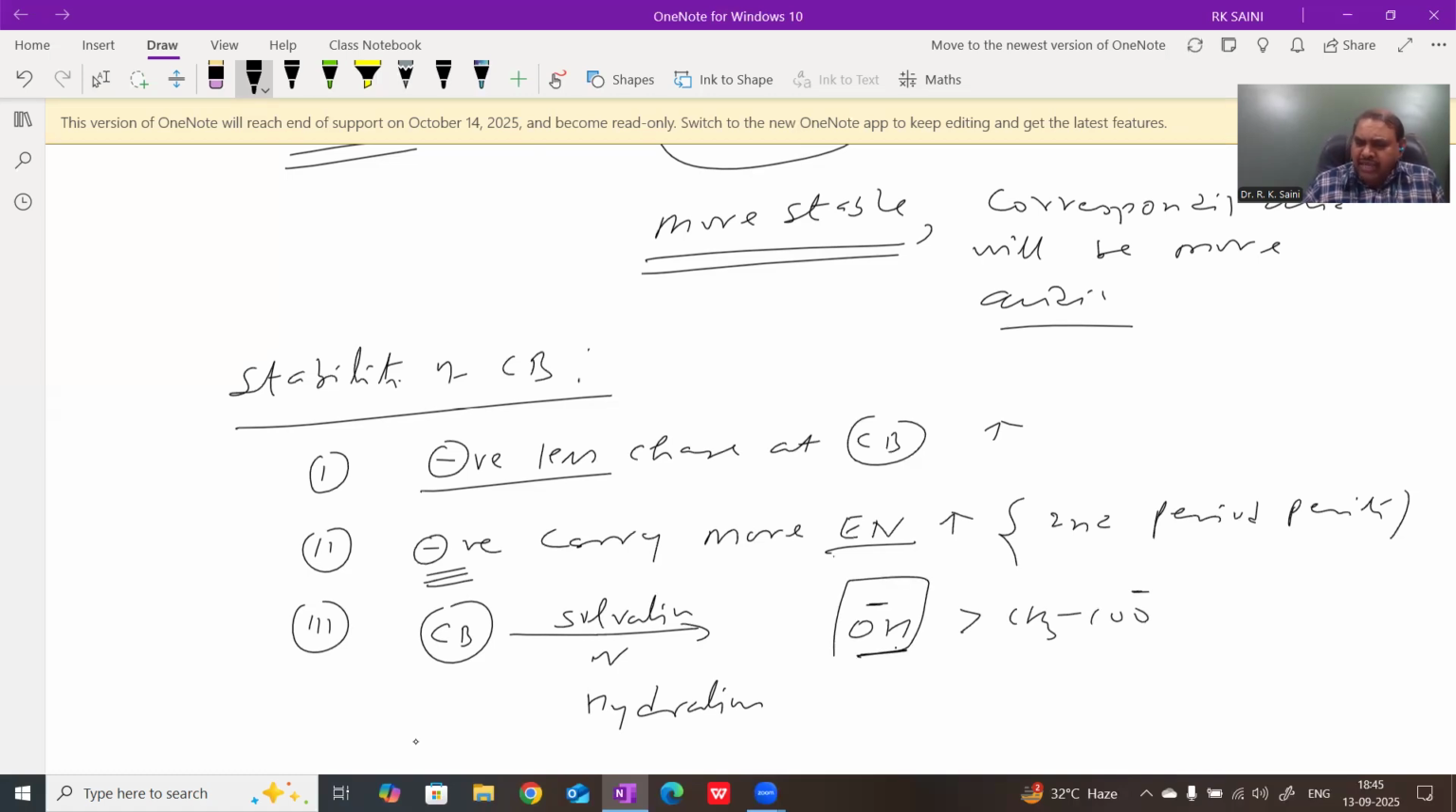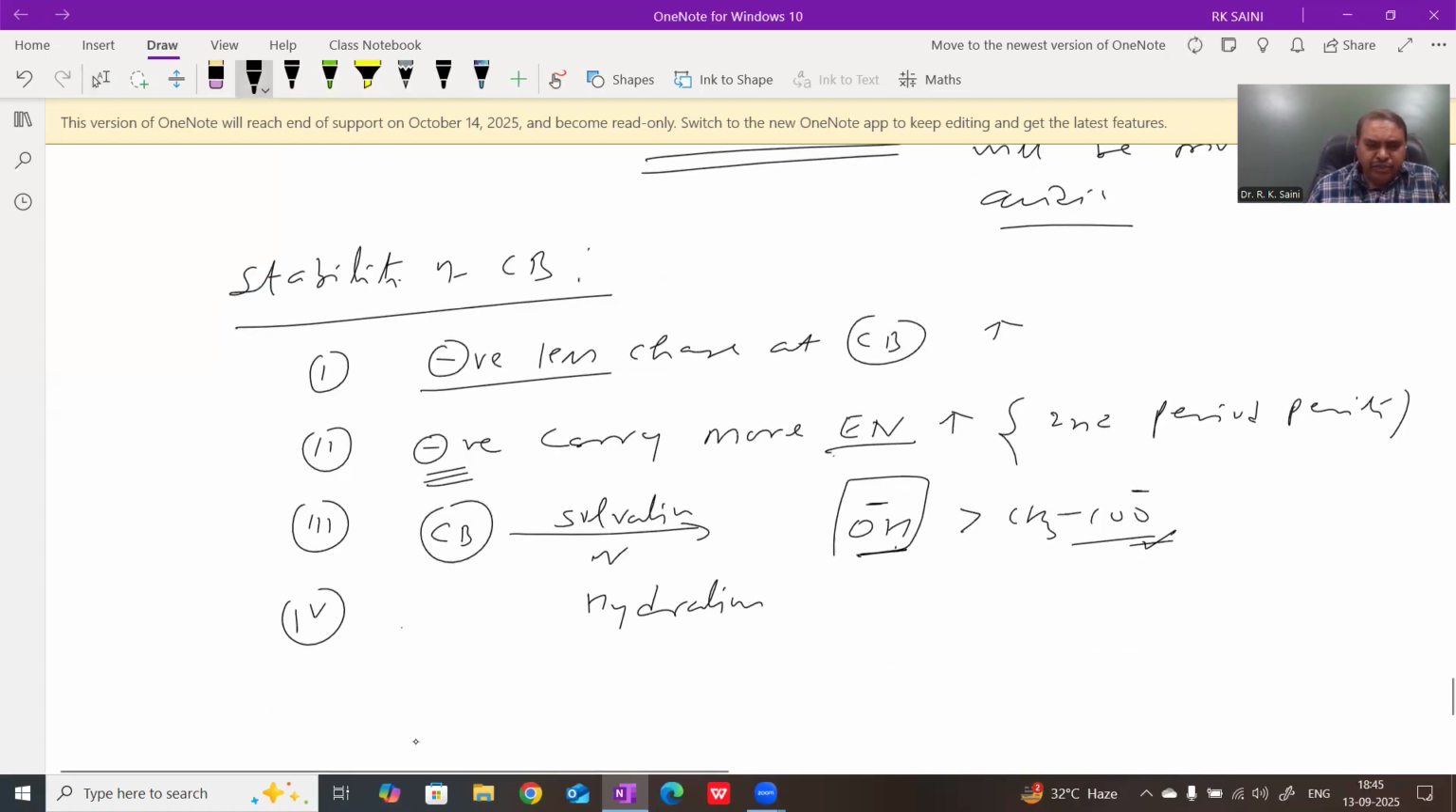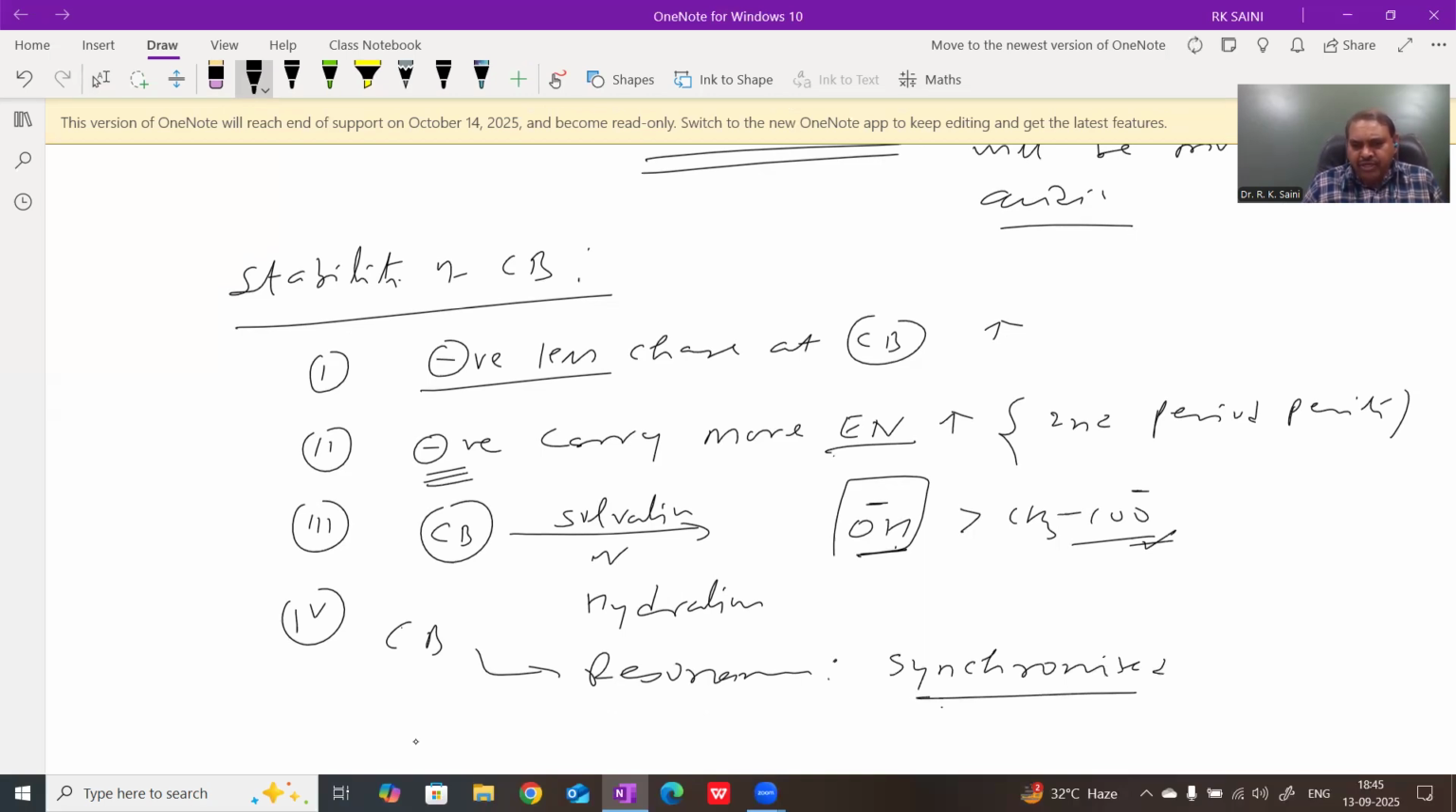Because smaller in size and it is larger in size. But the acetate ion becomes more stable due to resonance. If the conjugate base shows resonance, and their resonance is synchronized, then they are more stable. Synchronized means equivalent resonance, or we can say all resonating structures have equal stability. Then this resonance is known as synchronized, and it is more effective than unsynchronized.